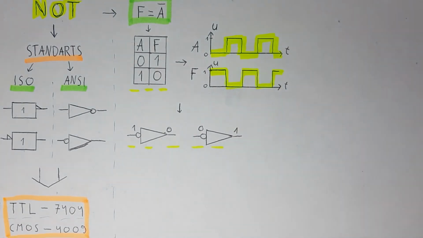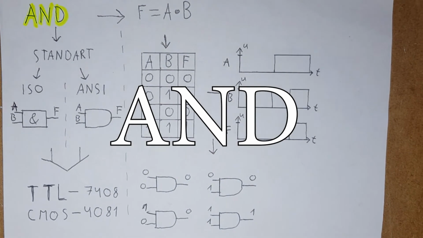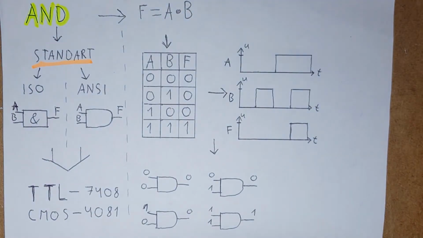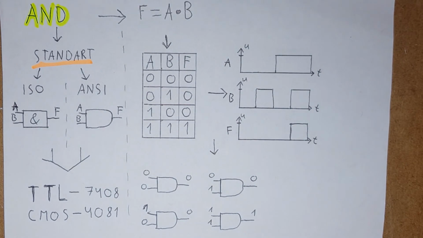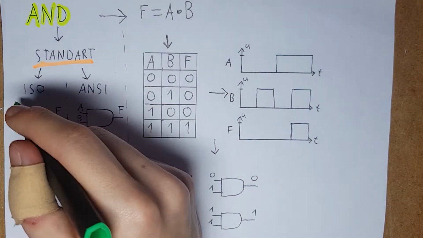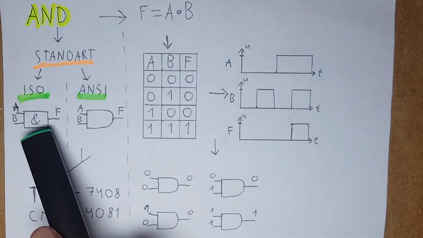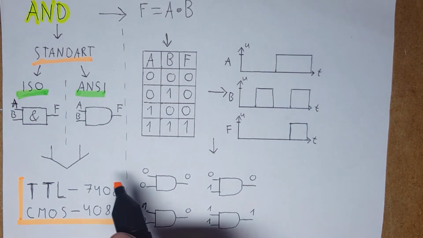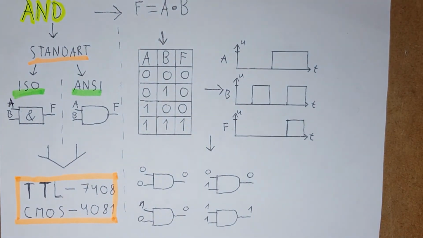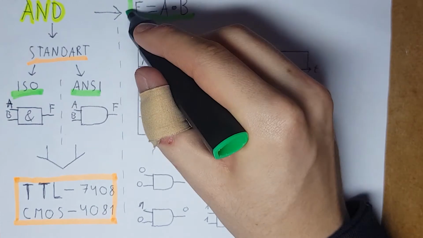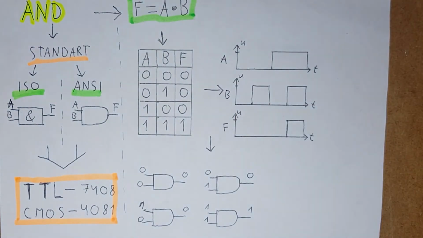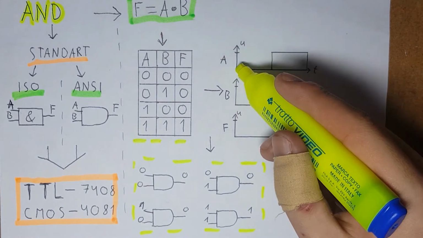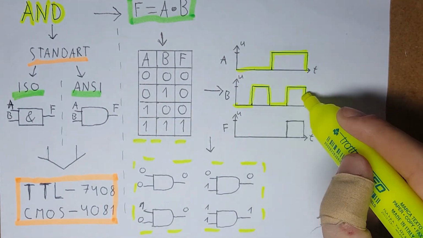Now moving on. AND logic gate. If searched, you can find them by 7408 as TTL and 4081 as CMOS. Looking at the formula, we can see that the output is equal to multiplication of both inputs. So if either one of the inputs is 0, low level, the output also is 0. And if both inputs are 1s, the output is also 1, high level.